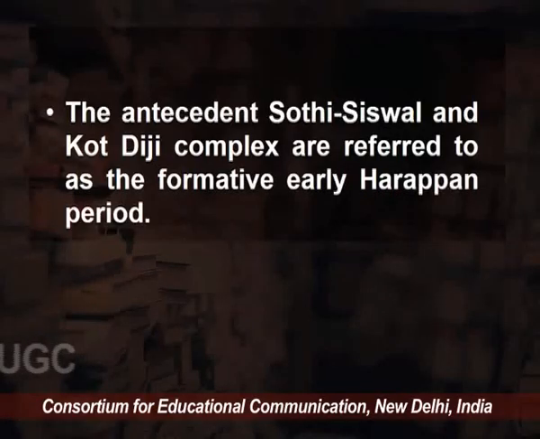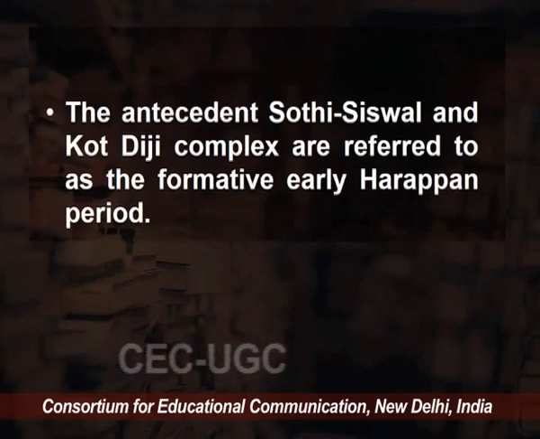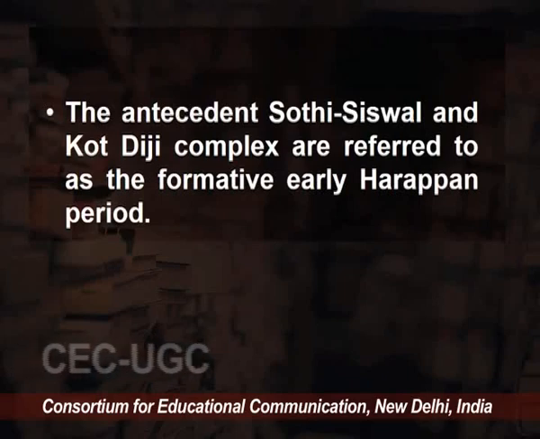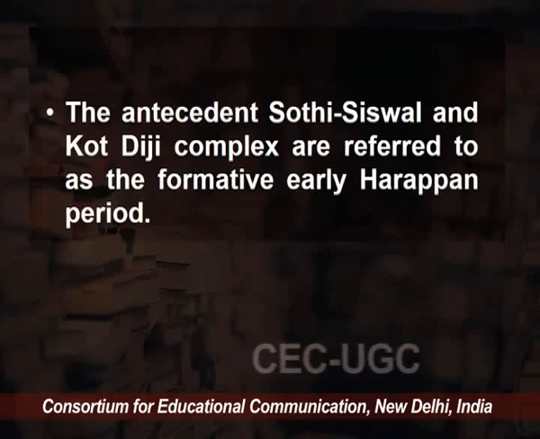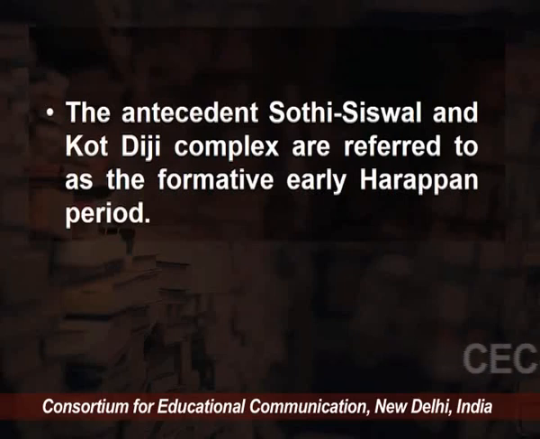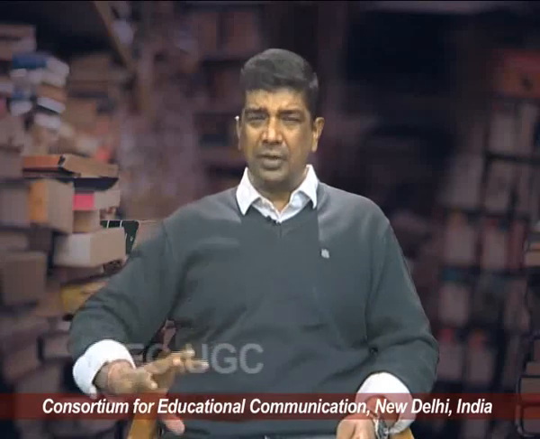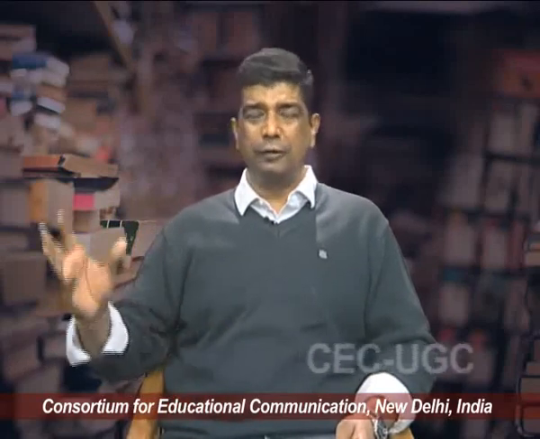The antecedent Sothi Siswal and Kotdiji complex are referred to as the formative early Harappan period, as I just told you, that can we account for the local origin with reference to type sites, and Kotdiji, Sothi Siswal and several other sites I just mentioned. They are there as good type sites. But what do we do with the argument? What we have done in our discussion is talk about whatever evidence has come from that, whatever is the semblance of uniformity or some degree of correspondence with the mature period and so forth.